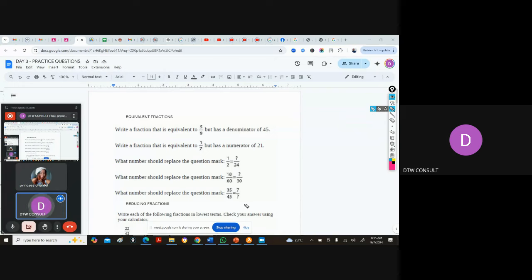Okay, so did you do this equivalent fractions? Yes, let me see where I stopped. No, this one I did not do it. Okay, now try them. Try this first part, the equivalent fraction part. That's this one.